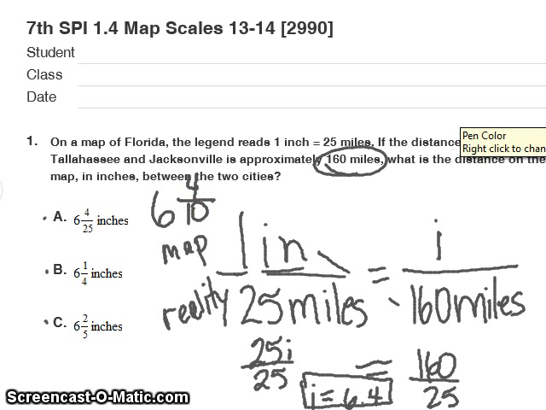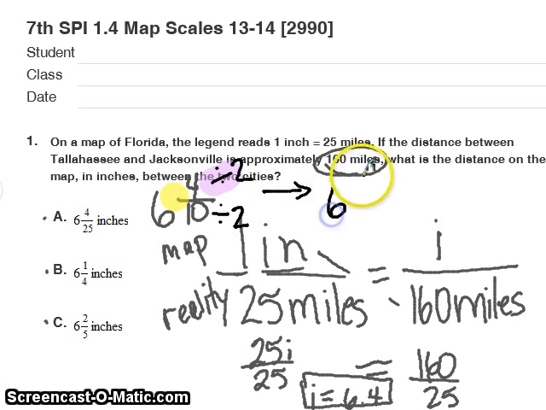So right here's where I'm talking about. 6 4/10. I see that 4 and 10 have a common factor of 2. So I divide both of those by 2. And that's going to give me 6 2/5. And when I look over here, that's not it. That's not it. This is it. Correct answer choice for number 1 is C.